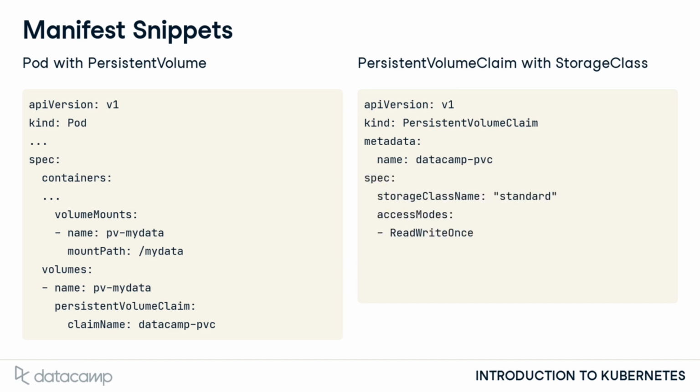The storage class standard is chosen here. Further, we define the access mode, which in our case is read-write-once. Finally, choosing the standard storage class and a 5 GB volume size in the PVC definition is based on the typical needs of our application, balancing performance and cost.